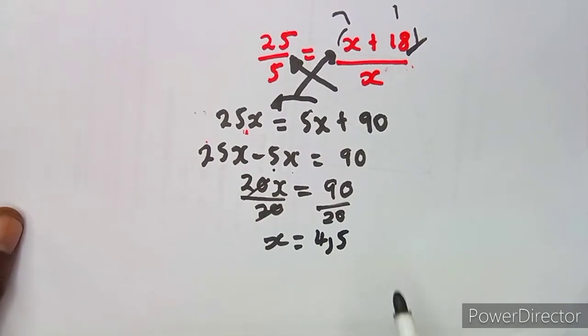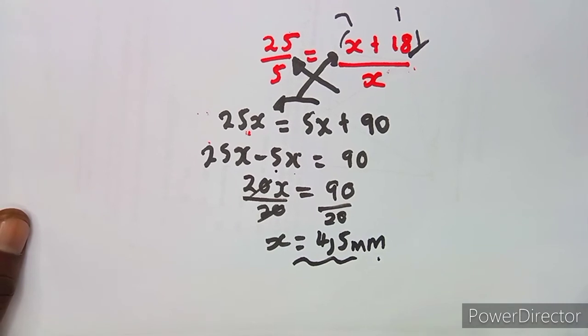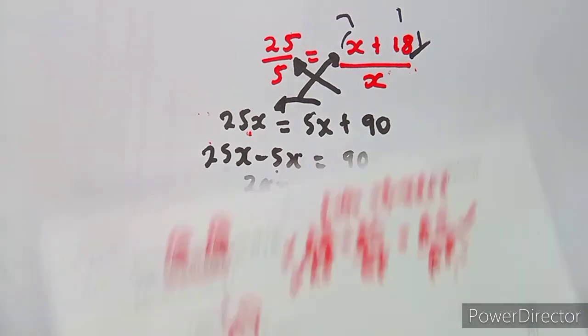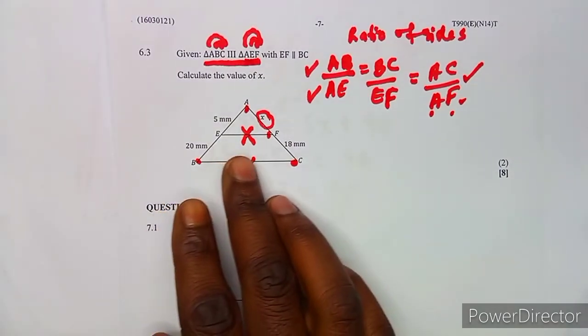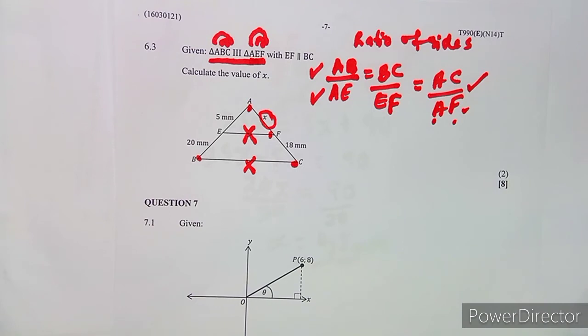4.5. So this is going to be 4.5 and the units are in millimeters. So that is what you're going to have. Take note, guys, all these units are in millimeters, so we're going to use millimeters for our final answer.